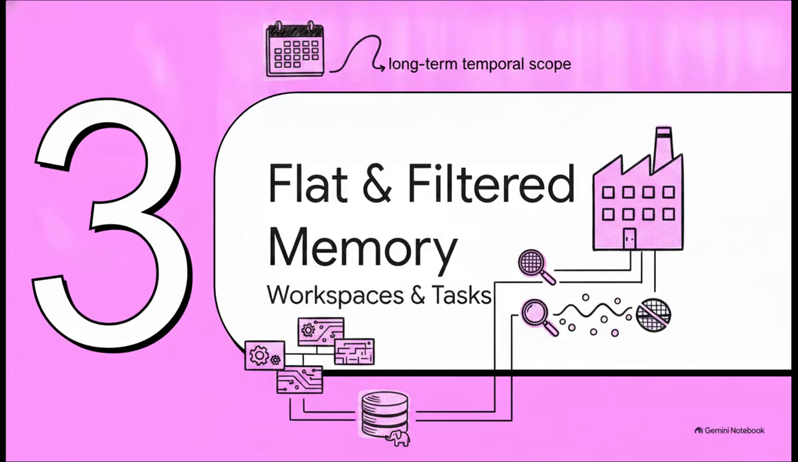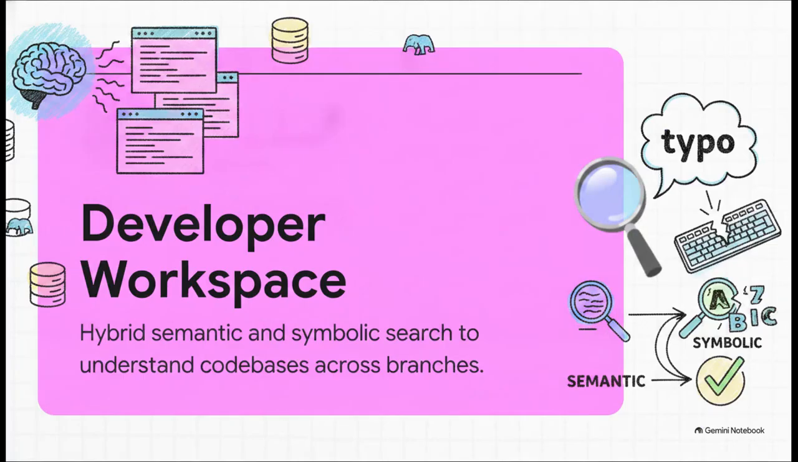Which brings us to section 3, flat and filtered memories. We're talking workspaces, tasks, and enterprises. Let's look at our first archetype, developer workspace memory. Picture a coding assistant that needs to understand an entire massive codebase. This pattern uses a really clever hybrid approach. It uses cosine distance for semantic search, so it conceptually understands what the code does.